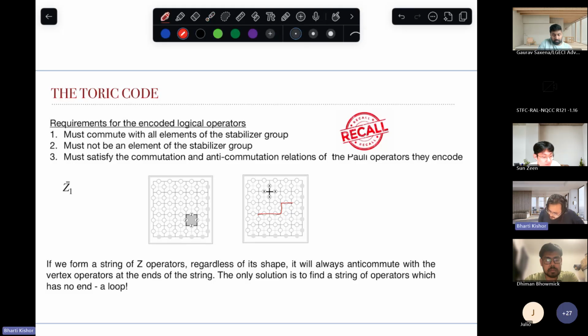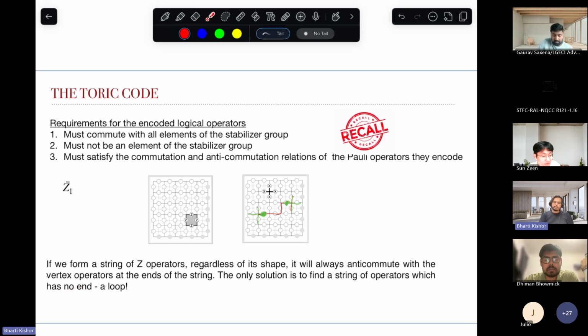And you can see that, for example here. You are left with these ones, and here you are left with these ones. So here it anti-commutes and here it anti-commutes. No matter what string you take, regardless of its shape, if it has an end, then at the end there is this adversarial X operator setting, and that is anti-commuting. So how should we get around this problem? The only solution is that you should not have an end. You should have a loop. The only solution is to find a string of operators which has no end.